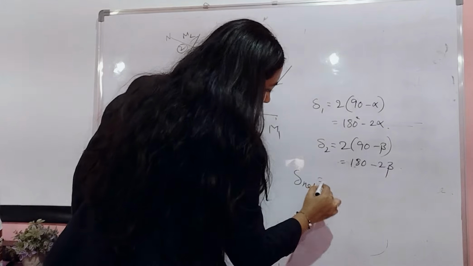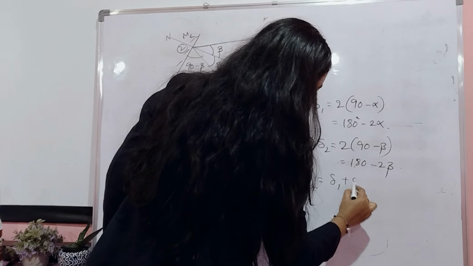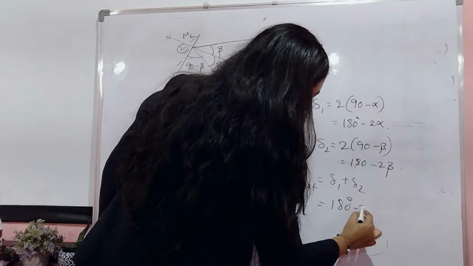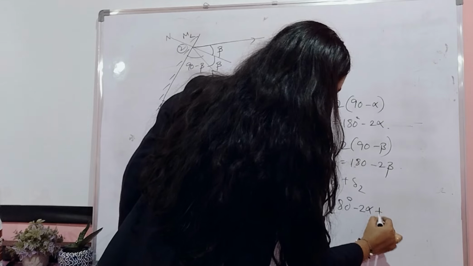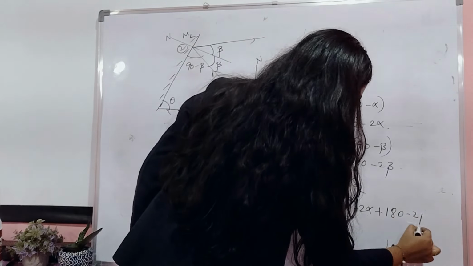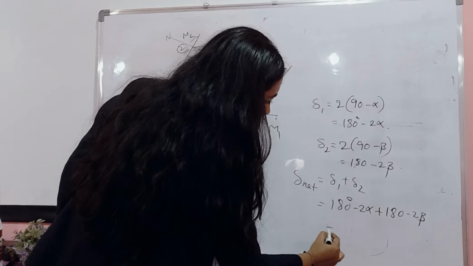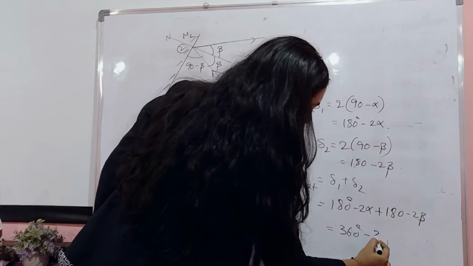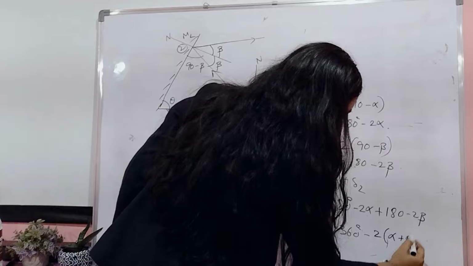Then what is the total net angle of deviation? Delta 1 plus delta 2. So add both of them: 180 minus 2 alpha plus 180 minus 2 beta. It will be 360 minus, I can take 2 common, then alpha plus beta, right?